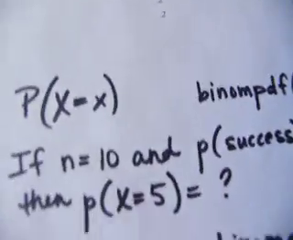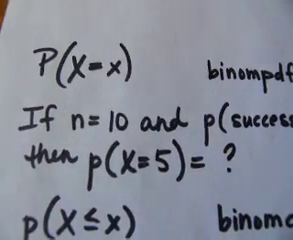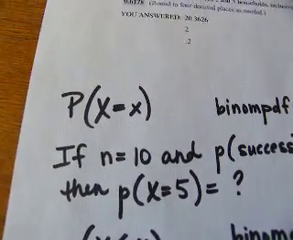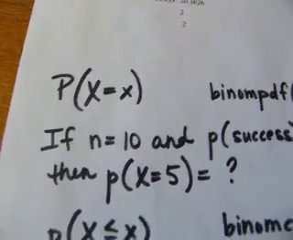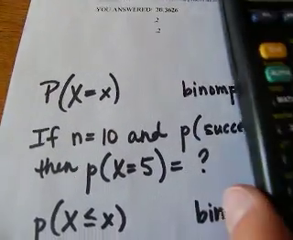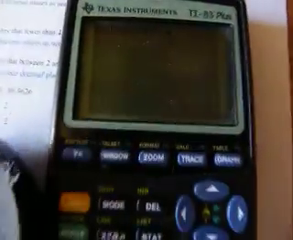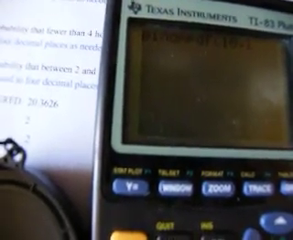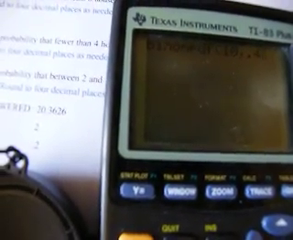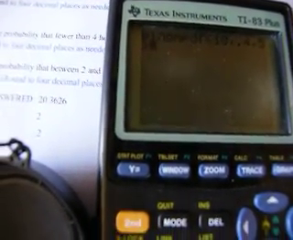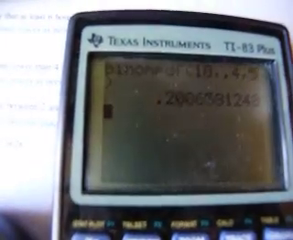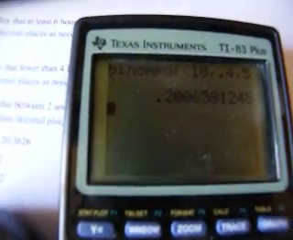This tells us the probability of exactly some number of successes. So for example, as I've got it written down here, if n is equal to 10, so we have 10 trials, and the probability of success is 0.4, then what is the probability that we have 5 successes? Now, you have a formula for doing this, but your calculator will do it for you. So, binomPDF, the number of trials is 10, probability of success is 0.4, and we want to know the probability of exactly 5 successes. binomPDF, 10, 0.4, 5. Hit enter. And it gives you the probability. Great, right?